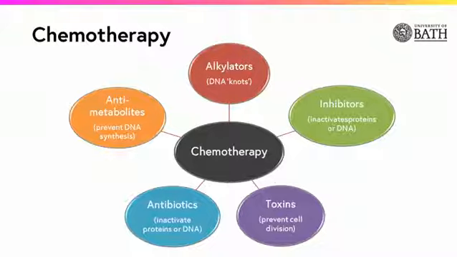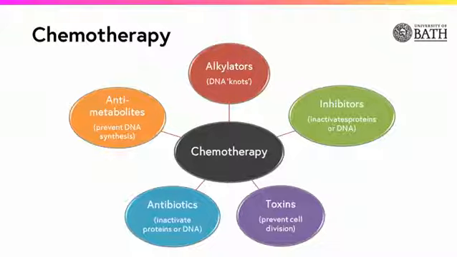The next category are inhibitors. Inhibitors inactivate proteins or DNA inside the cell. So typically there might be key enzymes involved in replication, but they inhibit the activity of these enzymes, thereby affecting DNA or protein function.